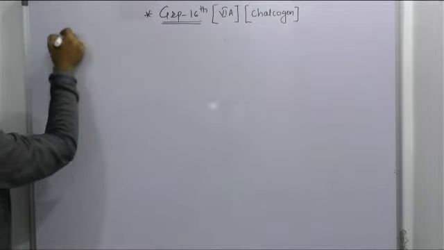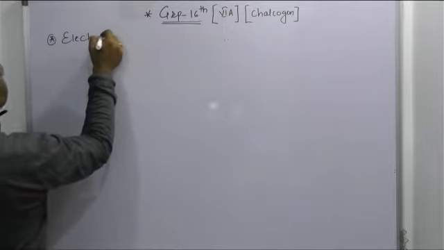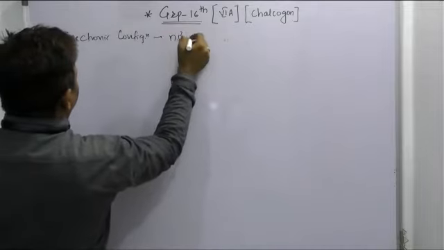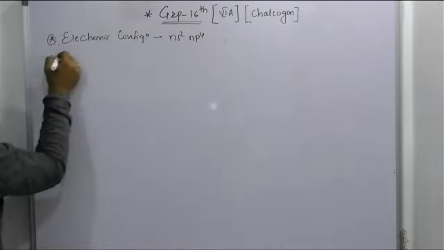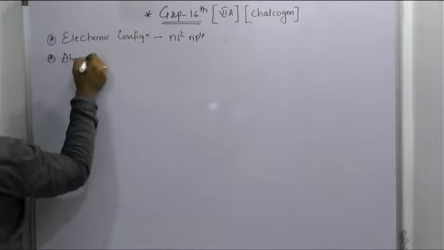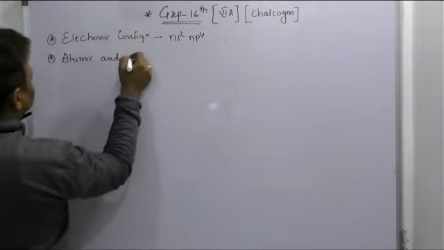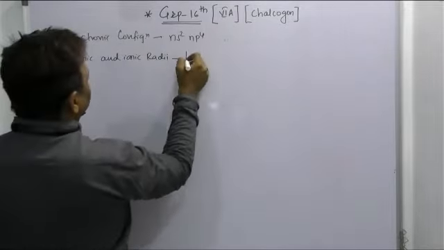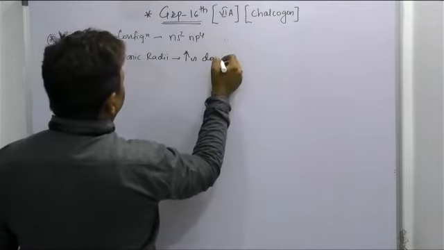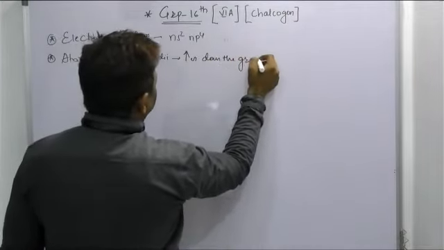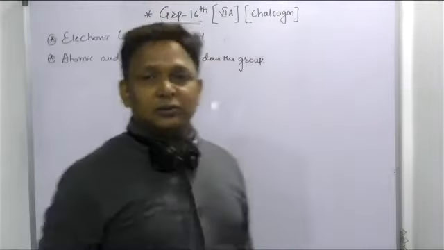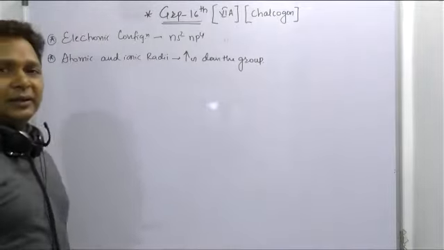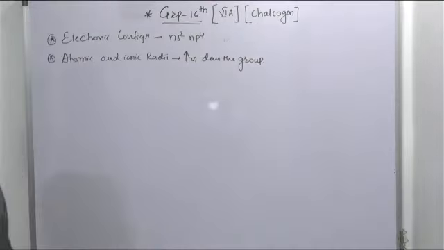So point number one, electronic configuration of this group element. Sir, the electronic configuration of this group element is ns2 np4. Then point number two, sir, what about the atomic and ionic radii of this group element? Sir, as we are coming down the group, atomic and ionic radii increase down the group. Sir, why does it increase down the group? Because the differentiating electron enters into the new shell. As the differentiating electron enters into the new shell, we can say atomic and ionic radii also increase. Is it clear, beta? Yes.